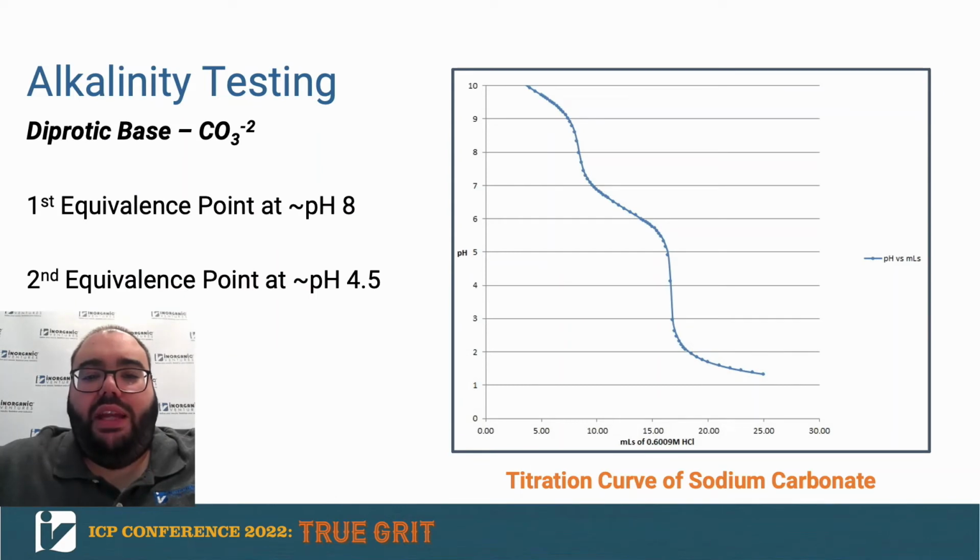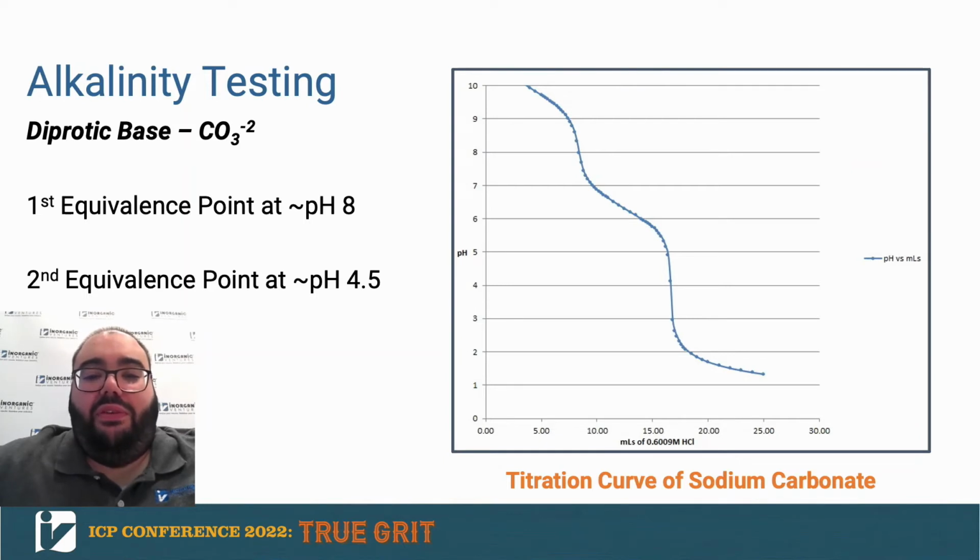Okay, so what we have on the screen here is a titration curve of sodium carbonate. And again, I want to talk a little bit more about carbonate and this term diprotic base. So essentially what that means is it will take 2 H plus, 2 molecules of acid, to titrate 1 molecule of carbonate. If you run through the full potentiometric titration of, say, sodium carbonate, you should wind up with a curve that looks very similar to this.